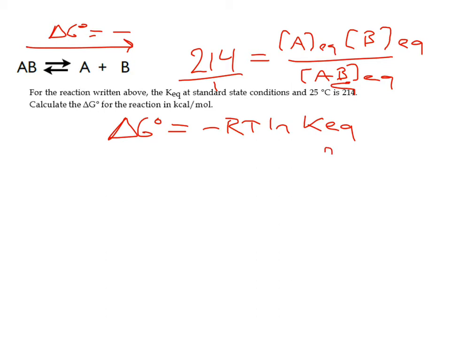We know our KEQ is 214. Great. Natural log of 214. Our temperature, again, is 25 Celsius. And remember what we have to do for that is 25 plus 273.15 equals 298.15 Kelvin. So there's our 298.